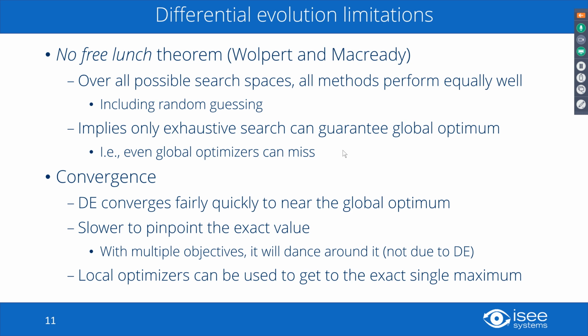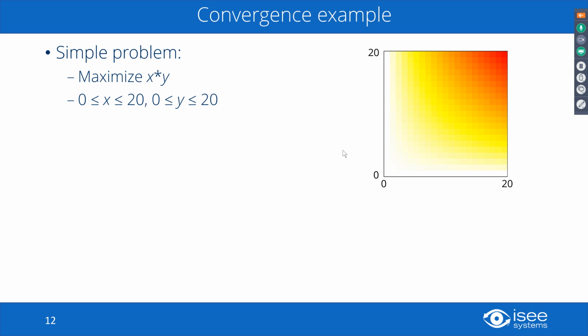It won't move any farther forward. It will just move slightly around where it already is. So if you are interested in a single objective problem, and you have multiple optima, you could use DE to get near it and then use Powell to finish that, to get to the exact. And we'll demonstrate that right now with a very simple example.